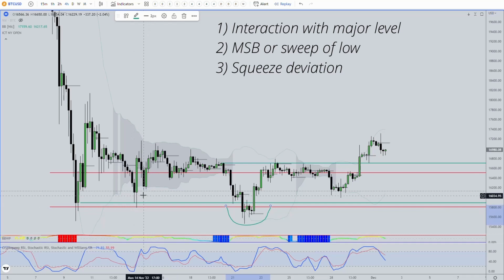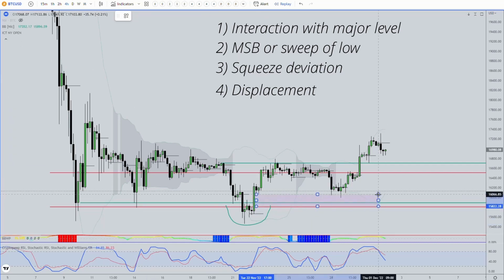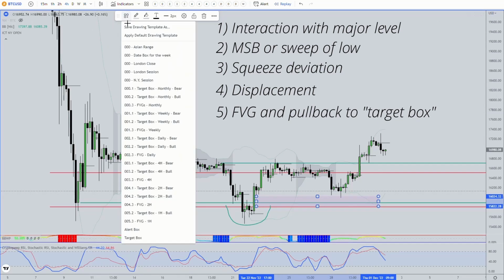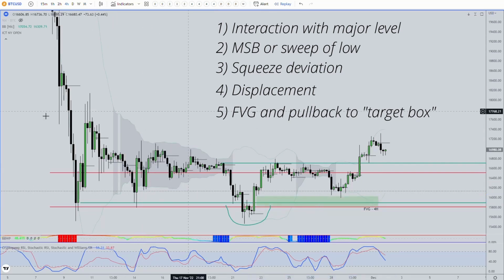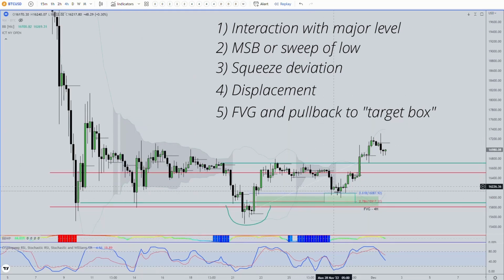Secondly, squeeze deviation, and no matter whether you take this low or that low, you deviate below it. Then next up, violent move up, displacement, creating what you all know, a fair value gap on the 4-hour time frame. Finally, what do you need to enter? You need a pullback. Take your fibs, put it up to the highs, wait for the pullback. What do you get? You get your target box on the 4-hour time frame, and all of this on double momentum.